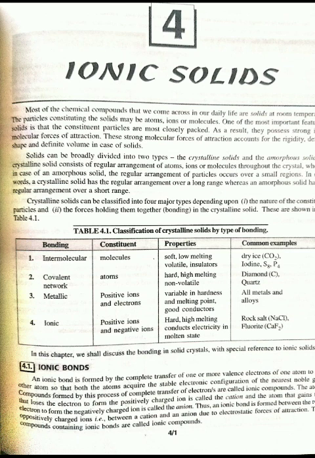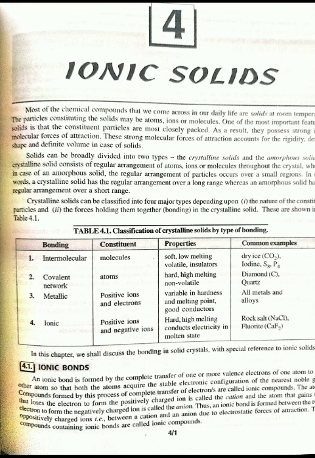First heading, 4.1 Ionic bonds. An ionic bond is formed by the complete transfer of one or more valence electrons of one atom to the other atom so that both the atoms acquire the stable electronic configuration of the nearest noble gas. Compounds formed by this process of complete transfer of electron or electrons are called ionic compounds. The atom that loses the electron to form the positively charged ion is called the cation, and the atom that gains the electron to form the negatively charged ion is called the anion.